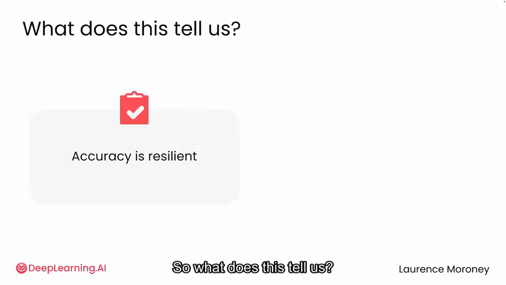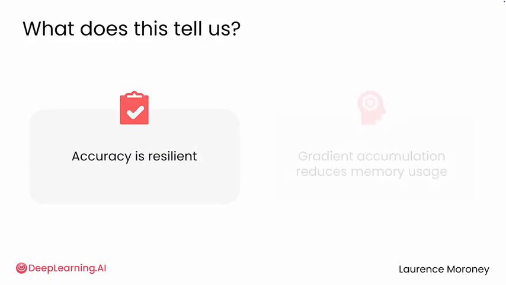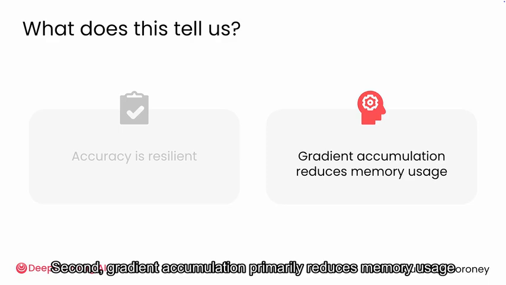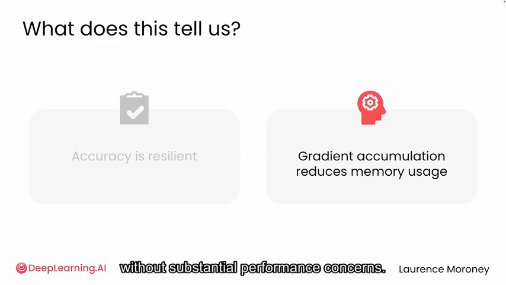So what does this tell us? Well, first, accuracy remains stable despite applying optimization techniques. Second, gradient accumulation primarily reduces memory usage, with mixed precision offering additional savings. This means you can apply these techniques or combinations of these techniques without substantial performance concerns.